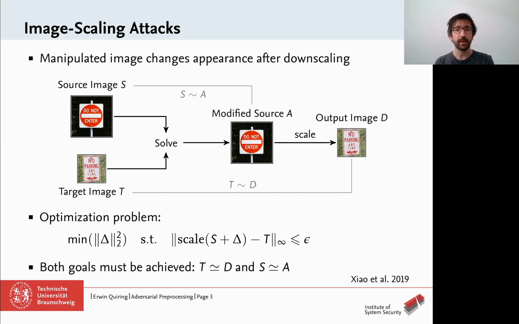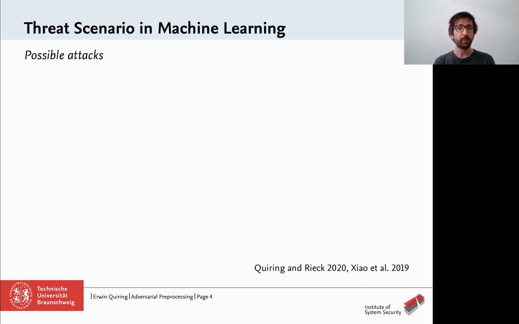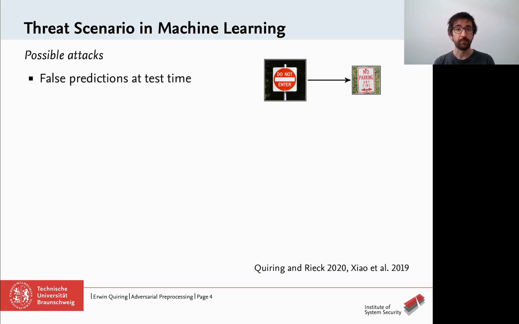In summary, the adversary has two goals. The output image must be similar to the target image, and the modified source image must be similar to its original version. This attack aims at the pre-processing step, which is at the very beginning of a typical machine learning pipeline, so that the implications for machine learning are manifold.